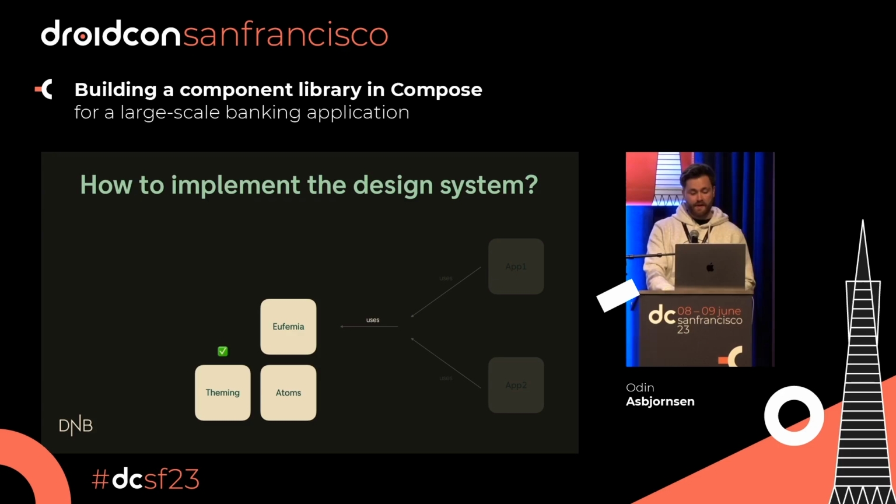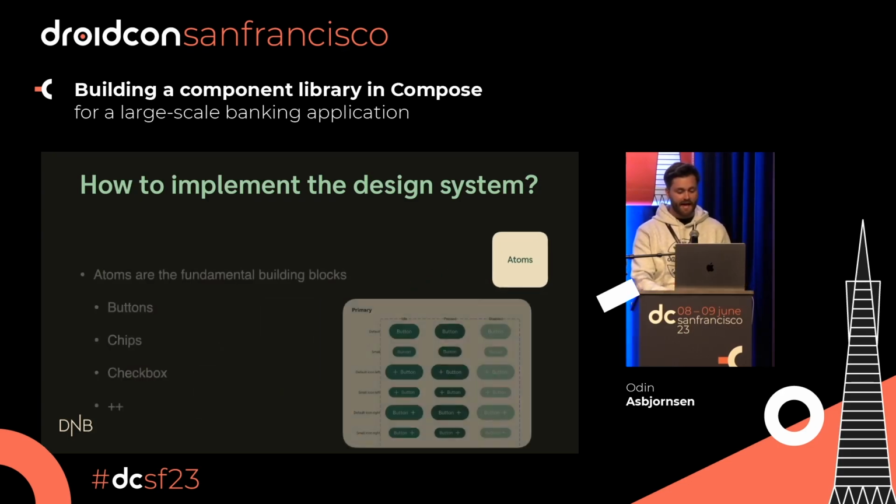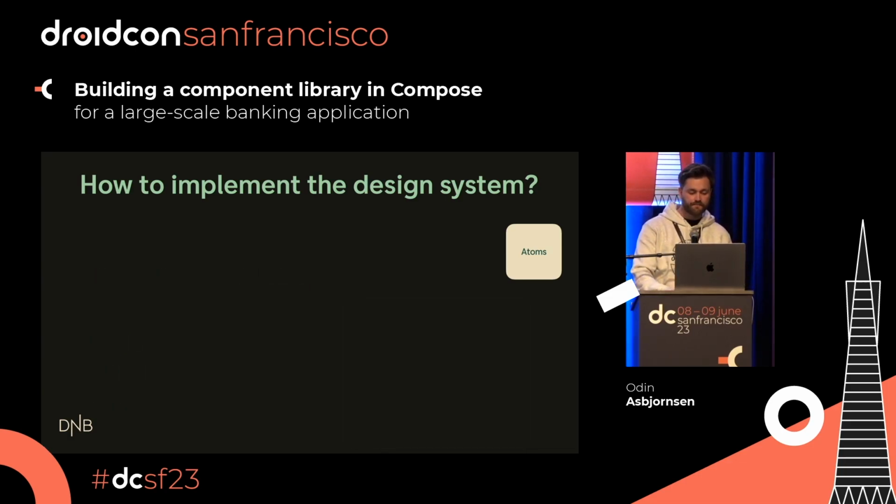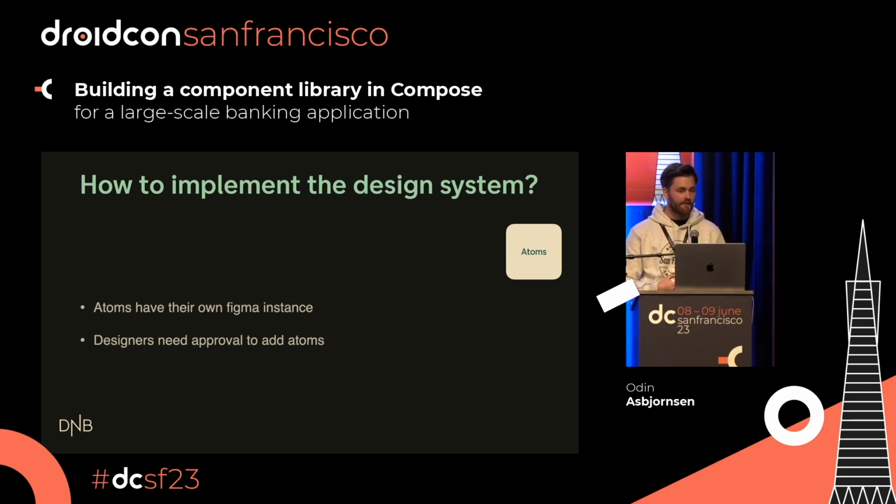So in this Euphemia library, we also have something called atoms. Atoms was what we defined as the most fundamental building blocks in our application. It could be something, for instance, like a button, a chip, a checkbox, or something very small like that. And in our design system, this had its own Figma instance. And designers needed approval to add or remove atoms or change them. And these were also specific for each platform, meaning that iOS has their own set of atoms and web has their own, and we had our own set of atoms as well.